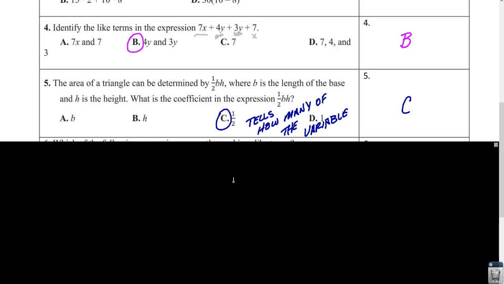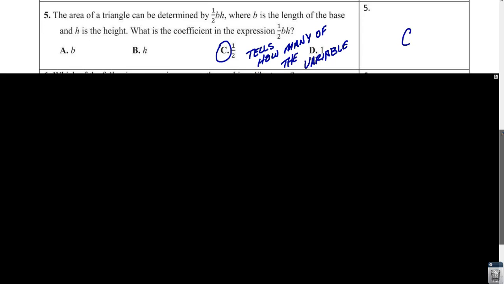Number 5. The area of a triangle can be determined by 1/2 base times height, or 1/2 BH, where B is the length of the base and H is the length of the height. What's the coefficient? Well, the coefficient is the 1/2. It tells us how many groups of base times height we have. That's what coefficients do. They tell you how many of the variables.